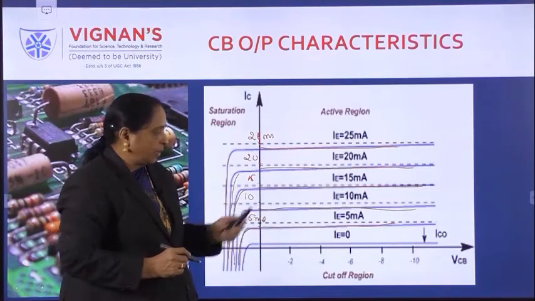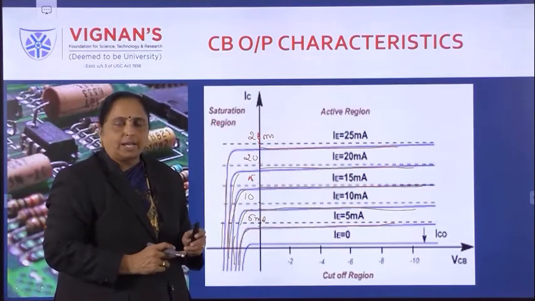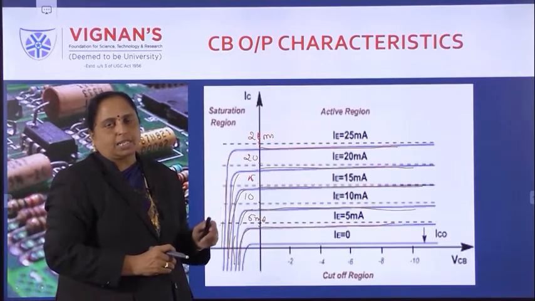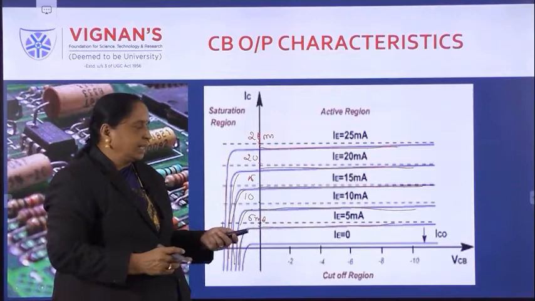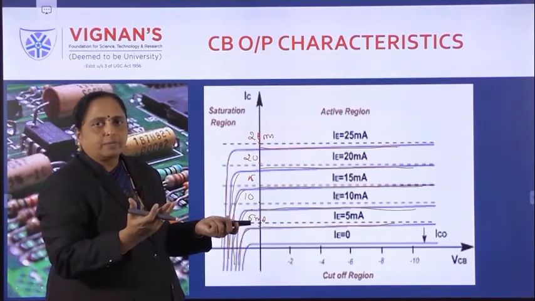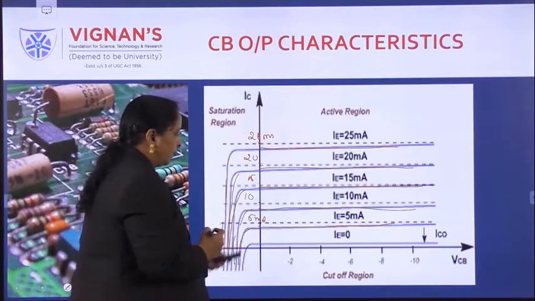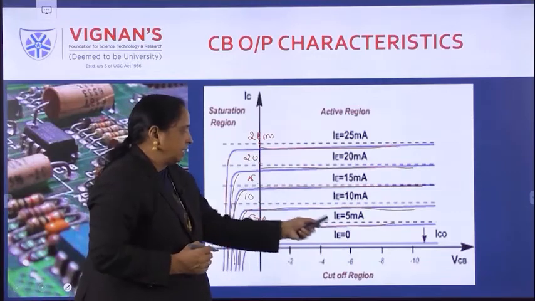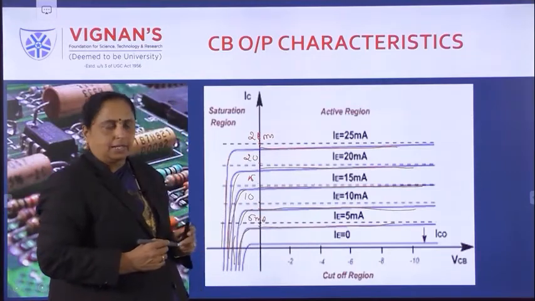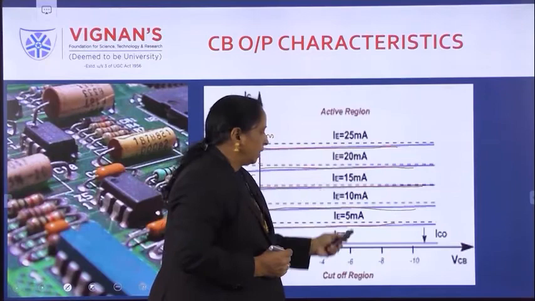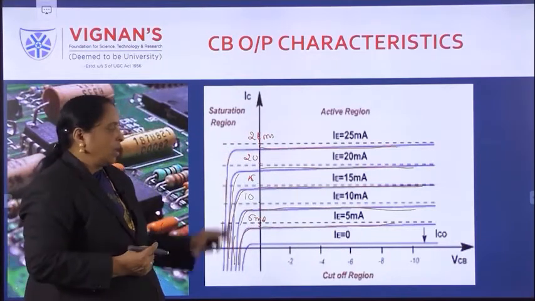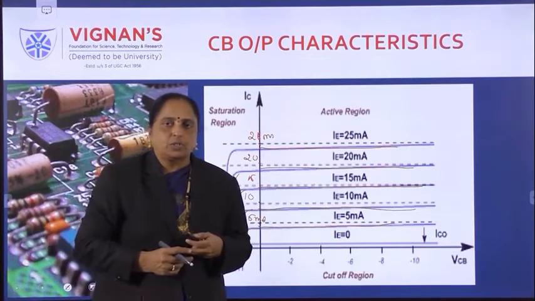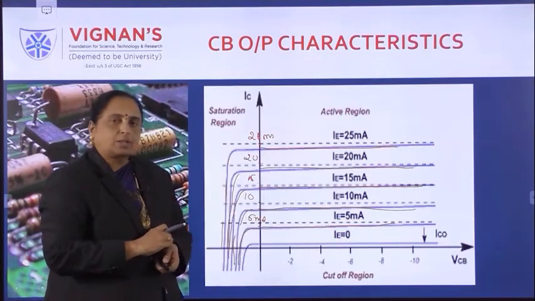So from an examination point of view, they will ask why the common base output characteristics are parallel to the voltage axis. The reason is IE is equal to IC in the ideal case. If IE is 5, IC is less than 5. If it is 10, less than 10, like that. Which are you keeping constant? IE is kept constant.